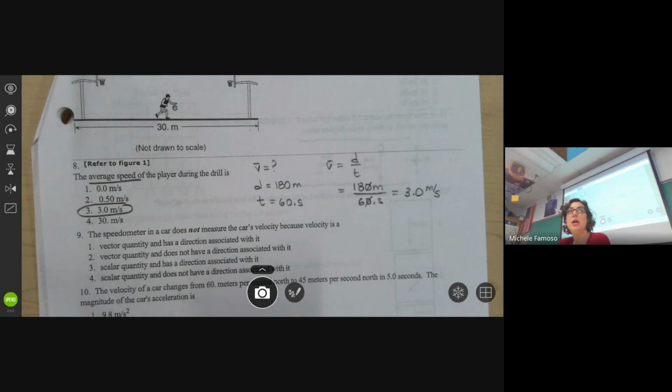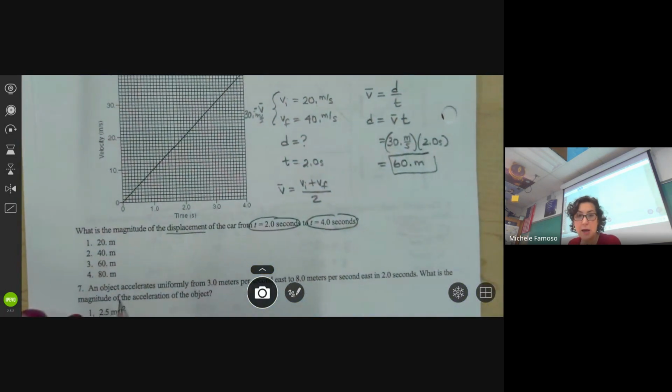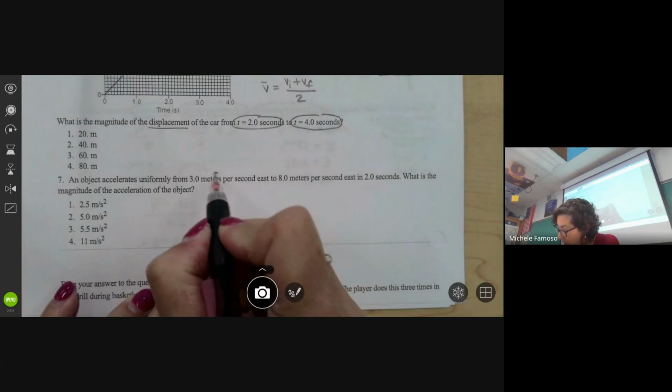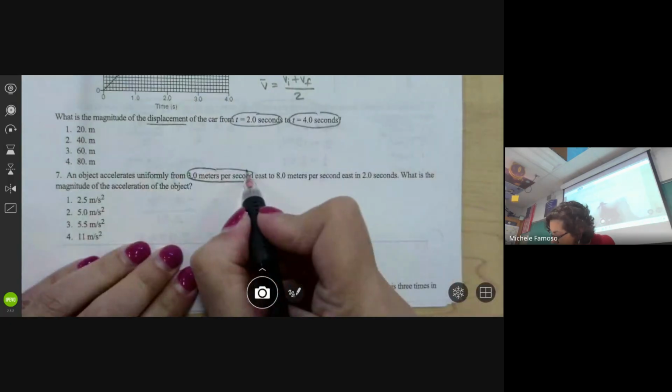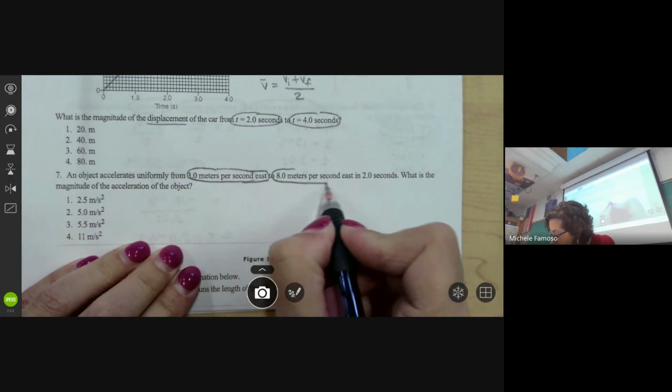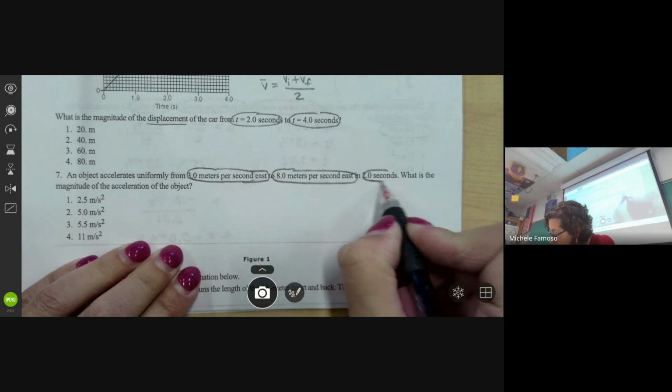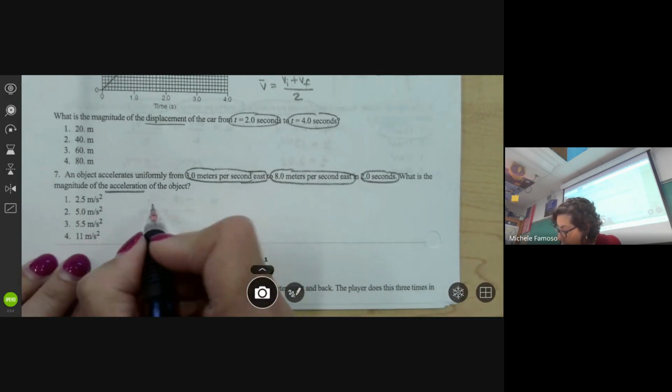Anything else through question 11? Yes. Number 7. All right. Number 7 says that we have an object accelerating uniformly from 3.0 meters per second in the east to 8.0 meters per second east in 2.0 seconds. What is the acceleration? All right.